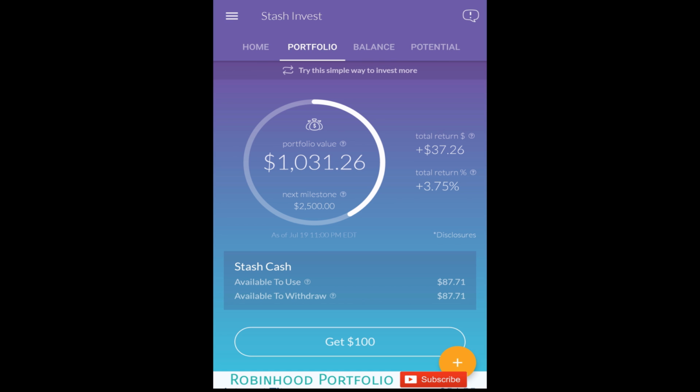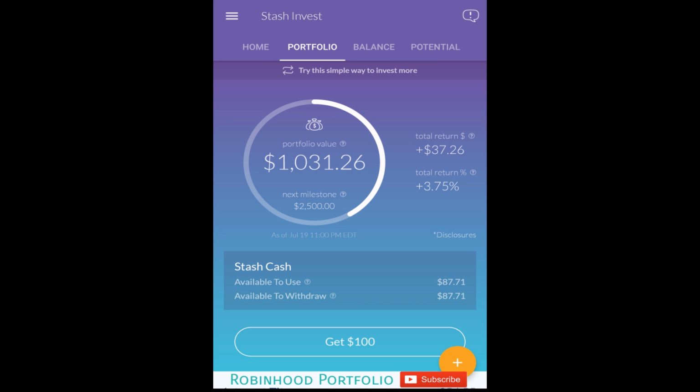You can see my portfolio here. I have $1,031.26, and you can see the return on the right there, 37.26. But you can see $6 of my return has been taken away because of fees. That's a large proportion of the portfolio, and I have $1,000 in the portfolio. So you can imagine if you only had $100, if you only had $50 in the portfolio, that could be a significant portion of your investment.